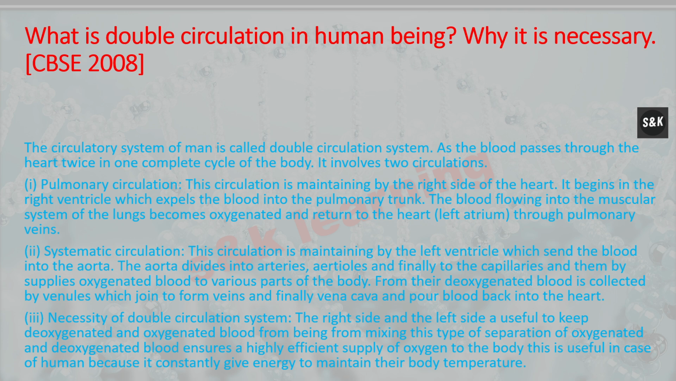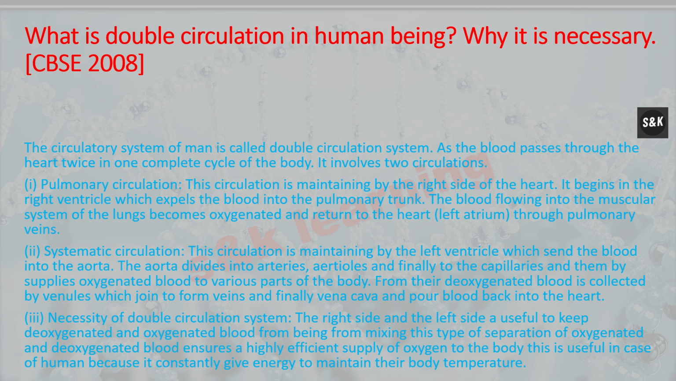Second, systemic circulation. This circulation is maintained by the left ventricle, which sends the blood into the aorta. The aorta divides into arteries, arterioles, and finally into capillaries, thereby supplying oxygenated blood to various parts of the body.